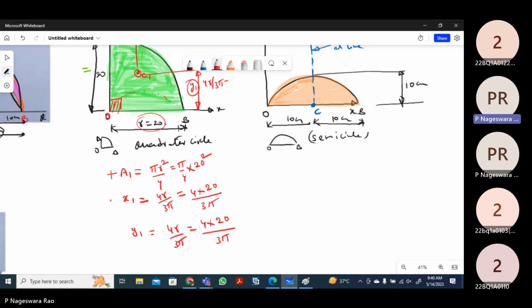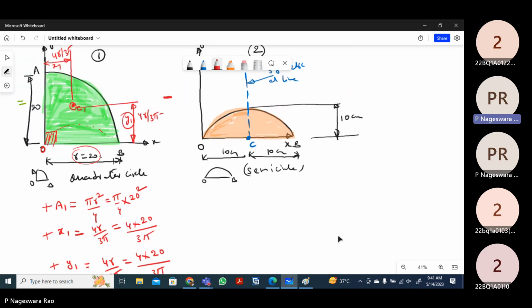So you will get a positive value only, because the centroid C1 lies in the first quadrant, so the coordinate y is also positive. Everything is positive for the quarter sector. No problem. Now the next case, we have to remove the semicircular area.